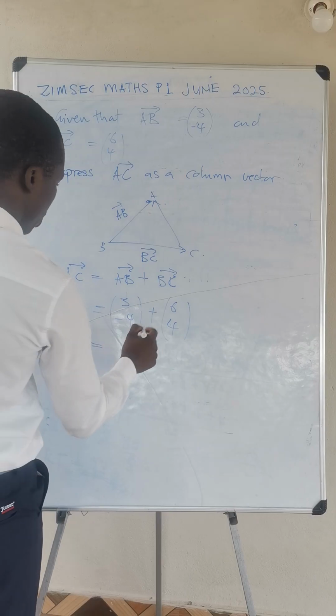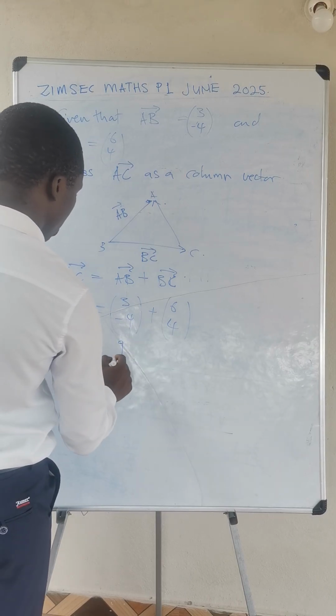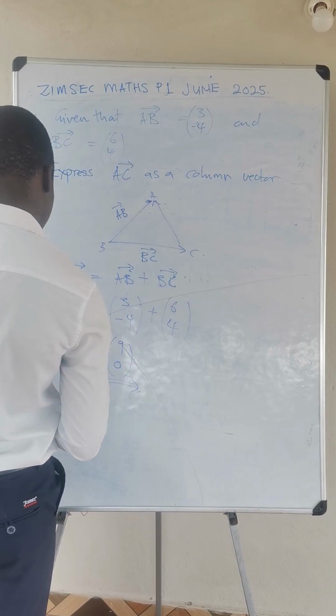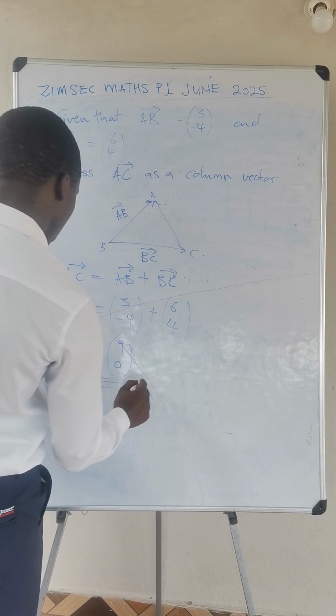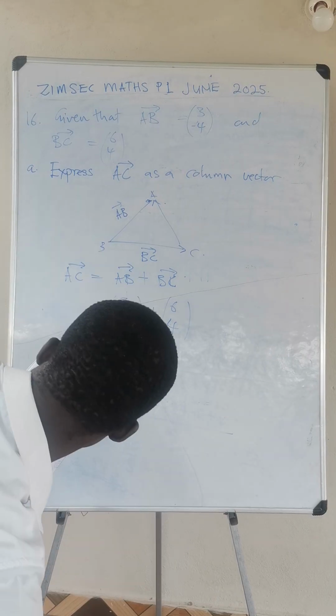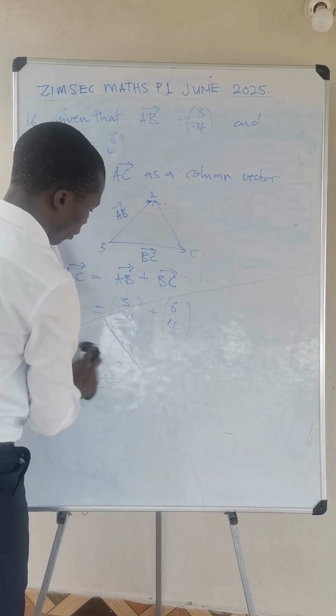So 3 plus 6, what do we get? We get 9. And here we get 0. So this is our answer: (9, 0). This is how we get the answer. Okay, let's move to the next part, part B.